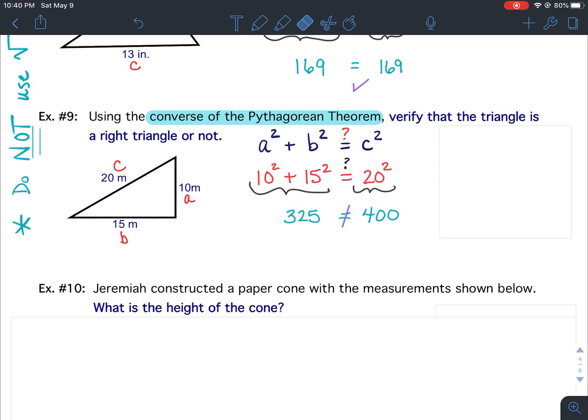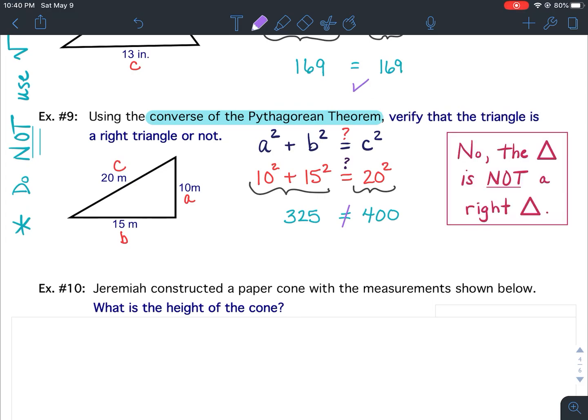This angle right here could be 89 degrees. And, just looking at it, you can't tell the difference between 89 degrees and 90 degrees. So therefore, we know that they're not equal. Therefore, it's not a right triangle. So no, the triangle is not a right triangle. Go ahead, pause your video, get everything written down for number 9.